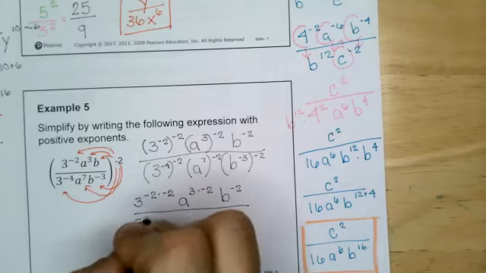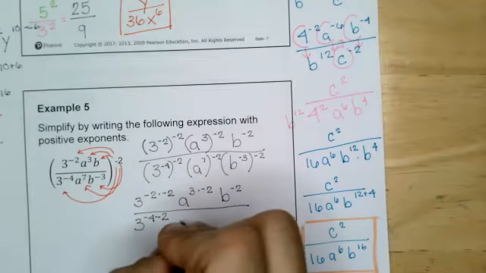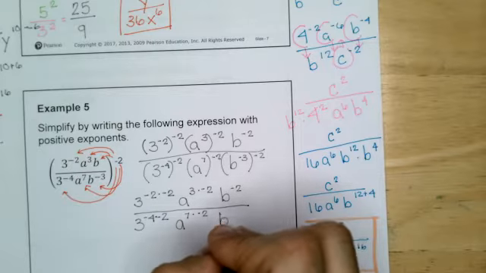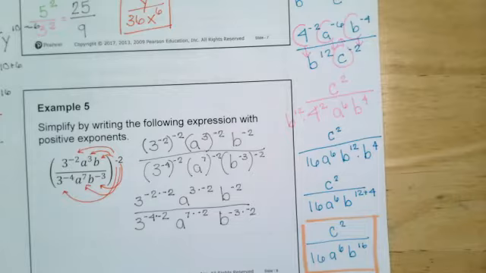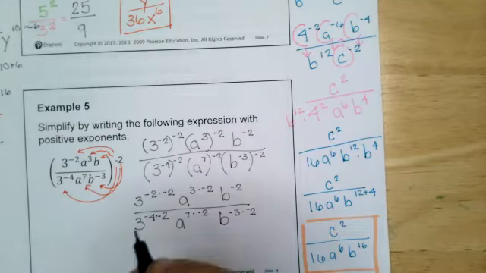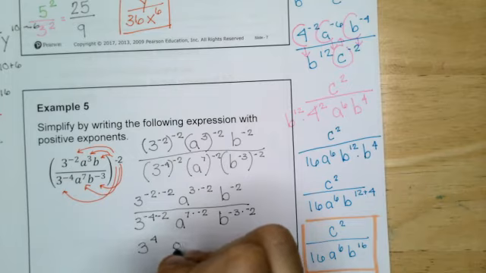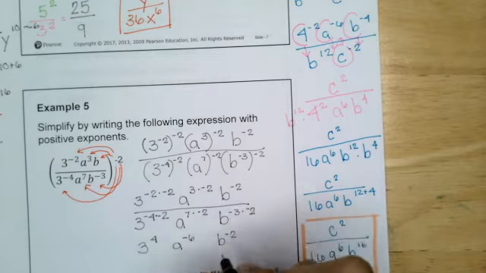On the bottom, 3 to the negative 4th times negative 2. A to the power of 7 times negative 2. B to the power of negative 3 times negative 2. Now you're just doing that math. Bases stay the same. 3 to the power of 4. A to the power of negative 6. B remains negative 2.